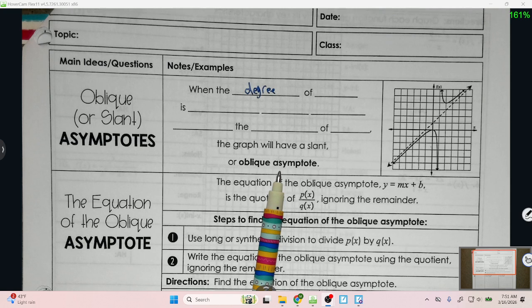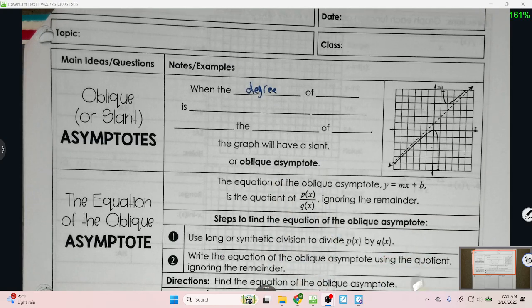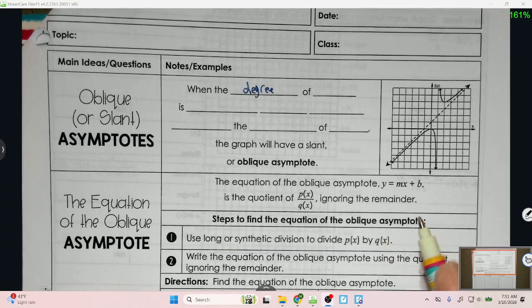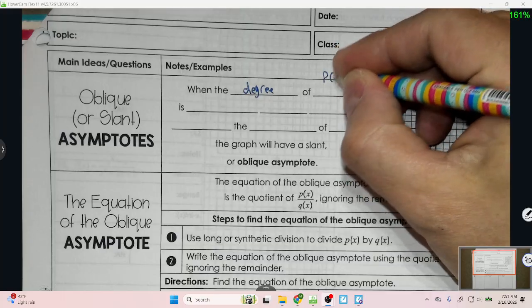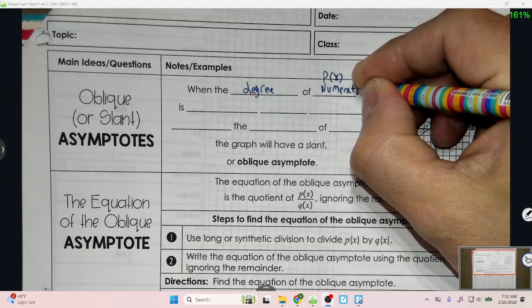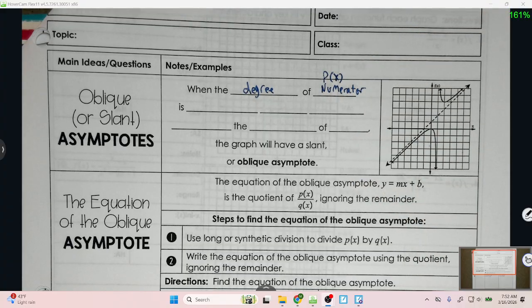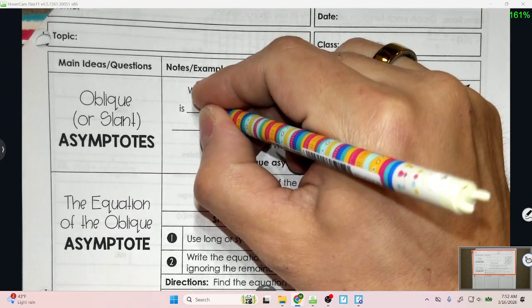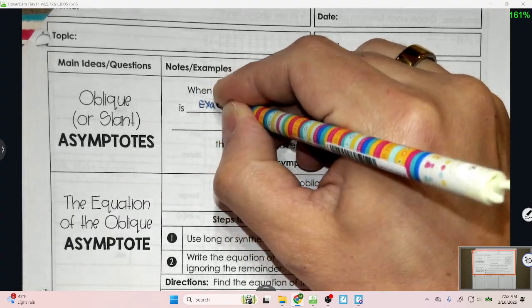Okay, welcome to the video where we build on our understanding of rational functions and add on slant asymptotes, or oblique asymptotes. So when the degree of the numerator, p of x, is exactly 1 degree higher, that's the idea. Exactly 1 degree more. It can only be exactly 1 degree more.